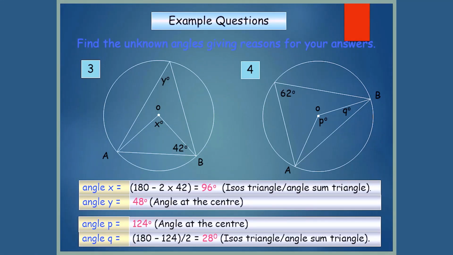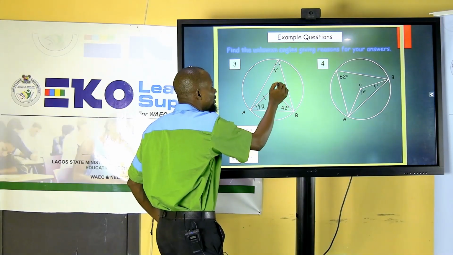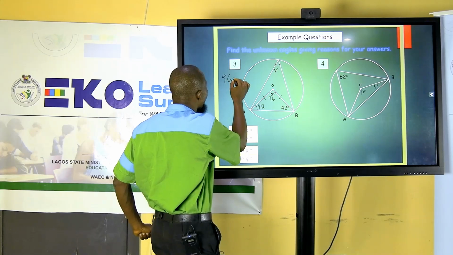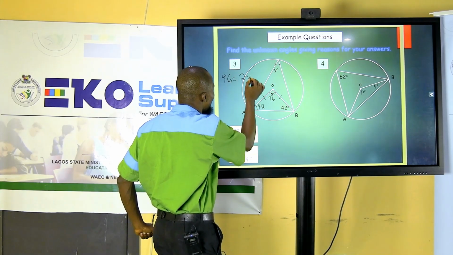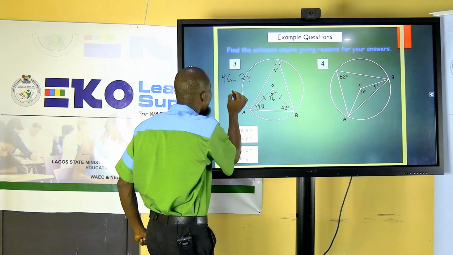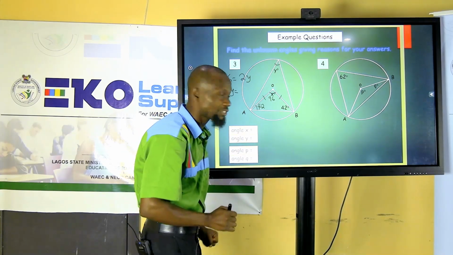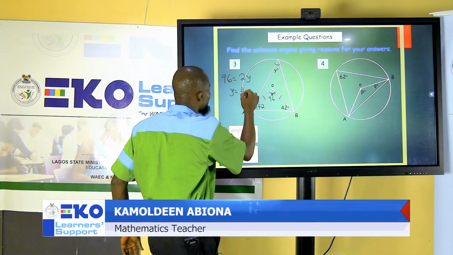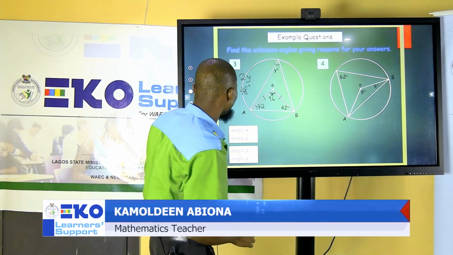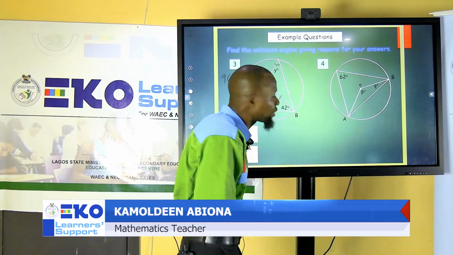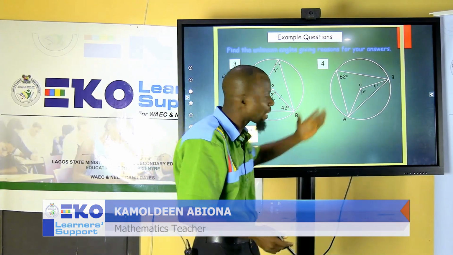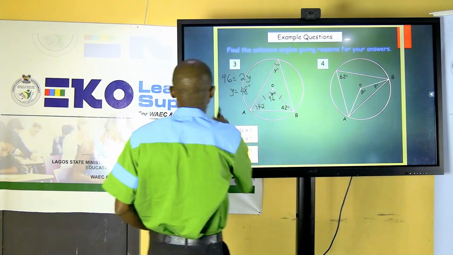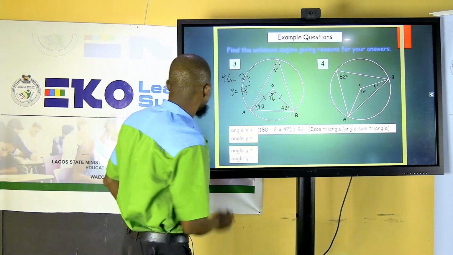And if X is 96, the one at the center is twice the one at the circumference. Center is now 96. 96 is twice, 2 times circumference, Y. You divide both sides, then we have Y equals what? You divide that by 2, what do we have? We have 48. So Y equals 48 degrees. Okay, and then from there you also use the same principle for this. So you can use the same principle and treat that as one of your practice questions at your leisure time. So let's move.